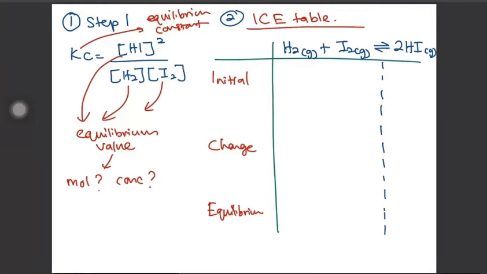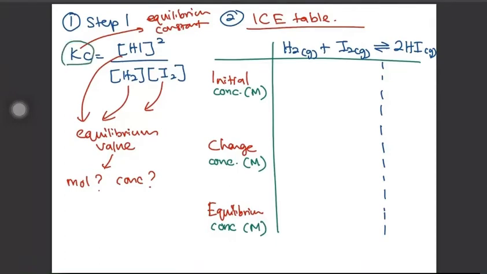Concentration. Very good. Okay, we have to put in the concentration. Therefore, you're going to write here initial concentration, unit capital M, molar, change in concentration, unit capital molar, and equilibrium concentration. Okay, why do we do this? Because we are calculating Kc.